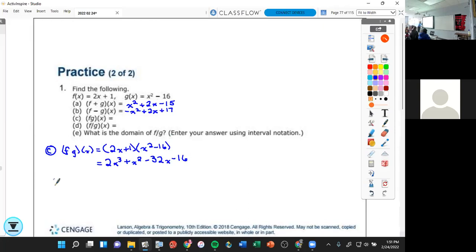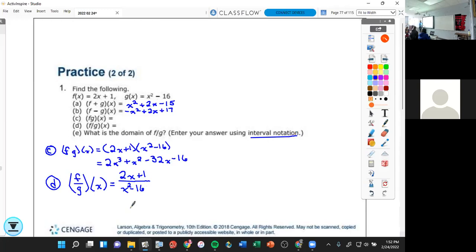Part D is asking for f divided by g of x. The f function is 2x plus 1 divided by the g function, which is x squared minus 16. When you use the domain, it's going to write it in interval notation. We'll do that in a second.